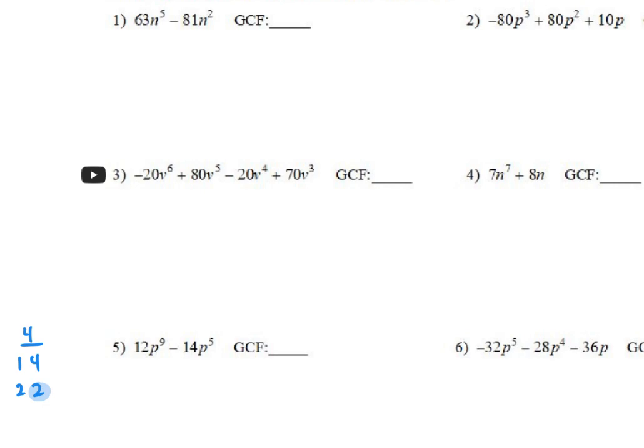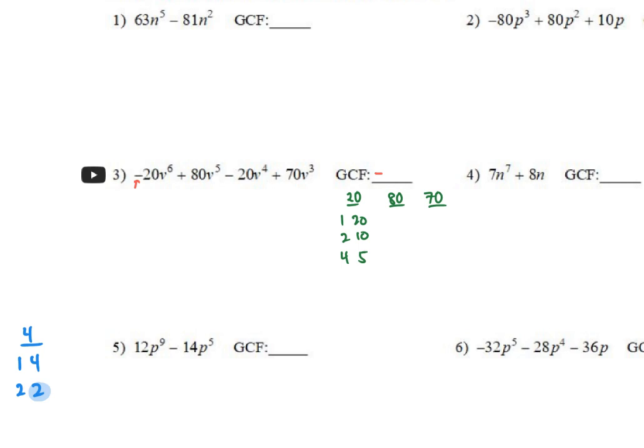It is. So now to factor out my GCF, I start with the sign. I know it's going to be negative since my leading term is negative. And now I'm going to list out my factors of my numbers. Well, the only coefficients I have are 20, 80, and 70. We don't need to list out the factors of 20 twice. So 1 and 20, 2 and 10, 4 and 5.